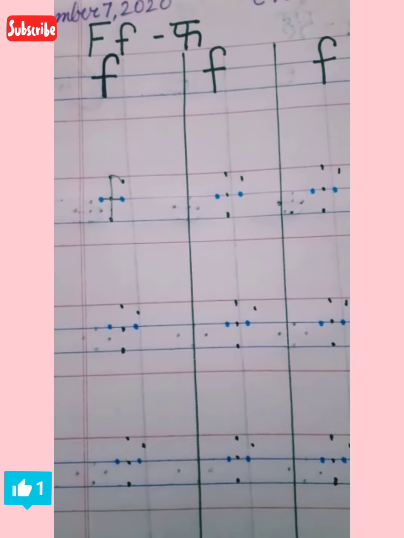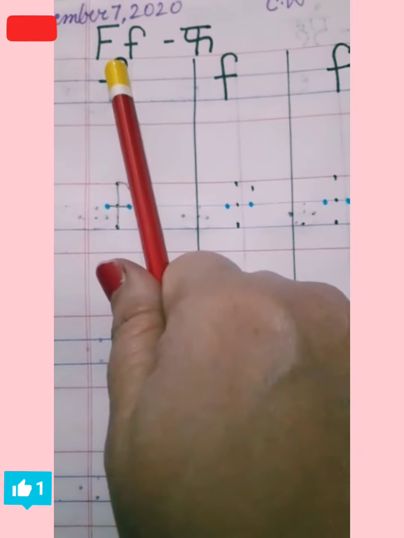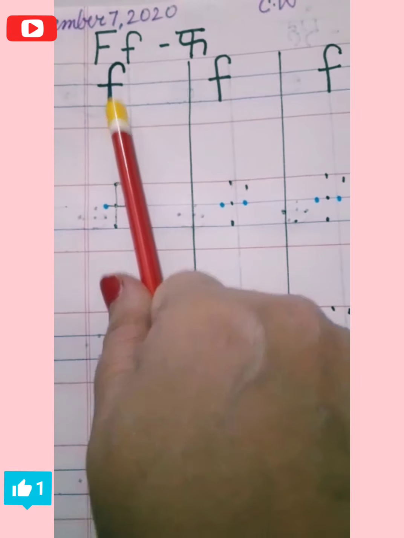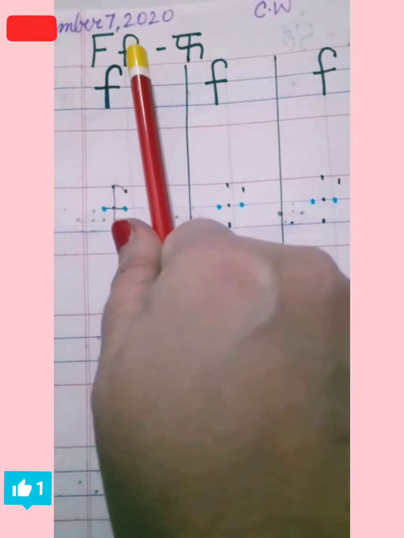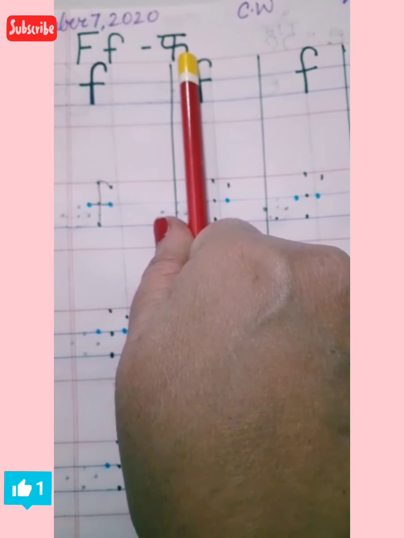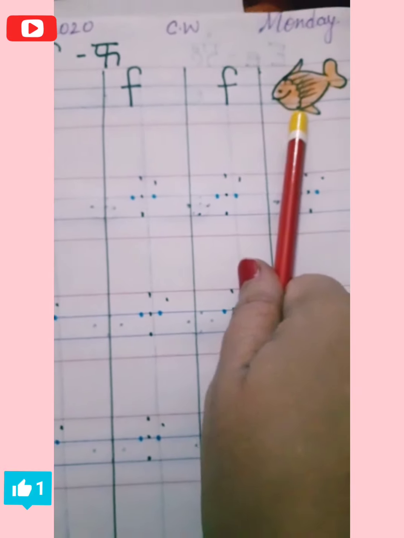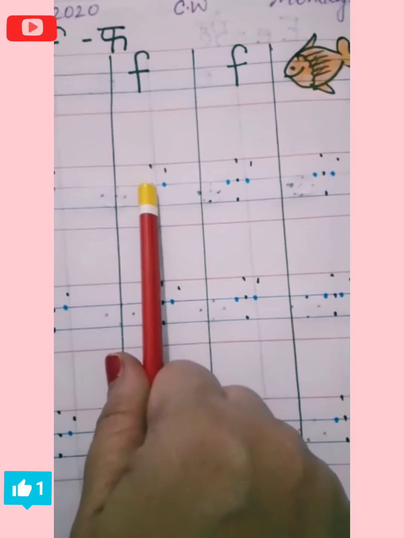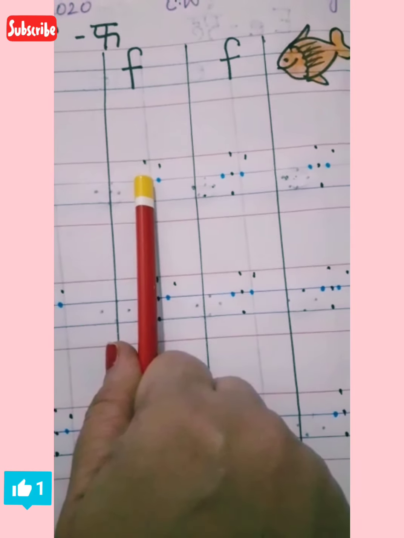Good morning students. Today we will write small letter F. This is a capital F. This is a small f. F says f. F for fur, fish. Now we write small letter F.